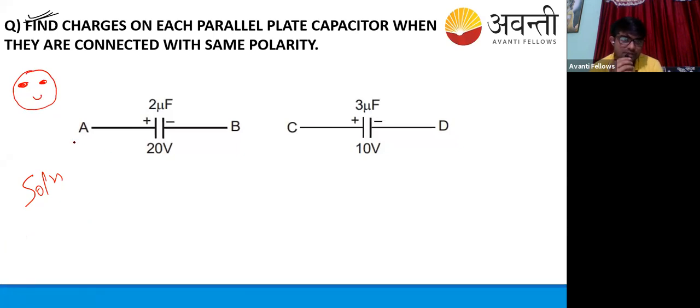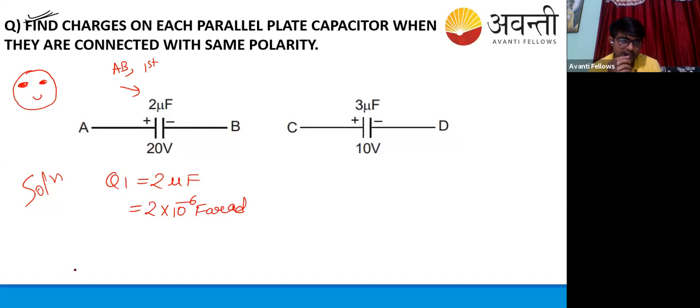See, what is given here is this capacitor, say capacitor AB, the first capacitor. It is having charge. What are the parameters? Charge Q1 is equal to 2 microcoulomb. Micro means 10 raised to the power minus 6.